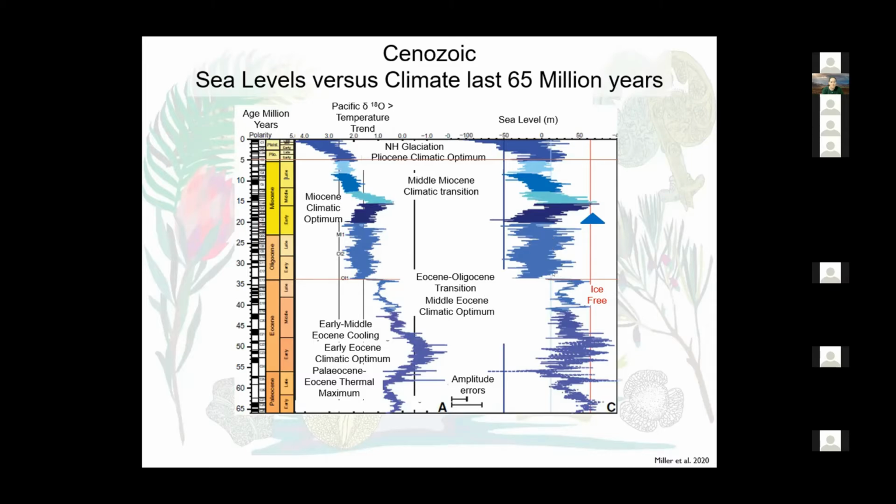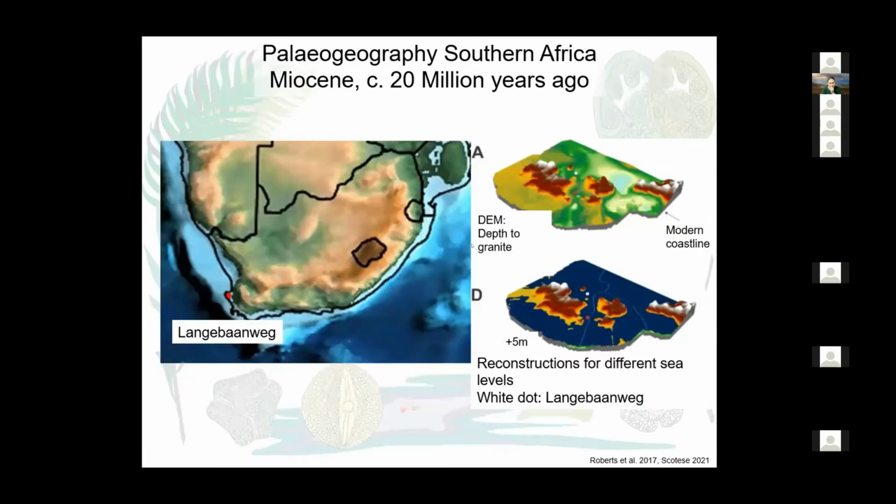Here also very strong fluctuations, a strong drop in sea levels down to about minus 40, minus 30 meters of what you have today. But then during the early Miocene, a strong sea level increase until you even reach a sea level which is about 20, 30 meters higher than today. So very strong sea level fluctuations, which have to be kept in mind when looking especially at coastal plant communities.